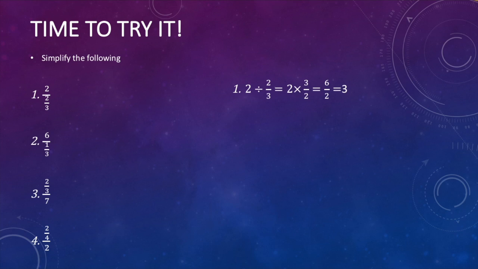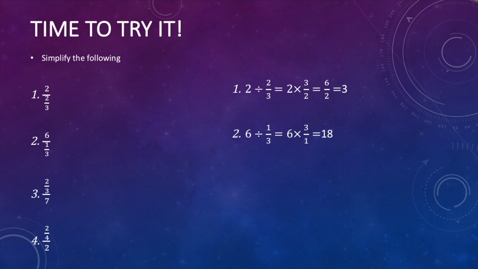Alright, let's check and see how you did. For the first answer, it is 3. You can see the steps I have out here. We wrote it as a division, used my keep, change, flip, and then I just simplified the last answer. 6 over 2 is equal to 3. Remember, we have some fractions like that we can simplify down to a whole number.